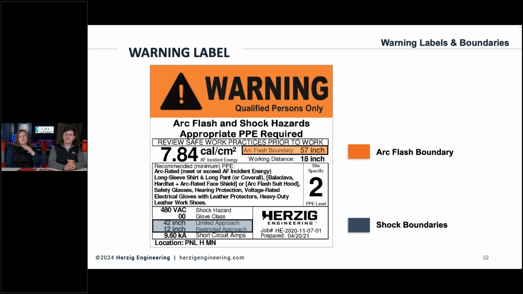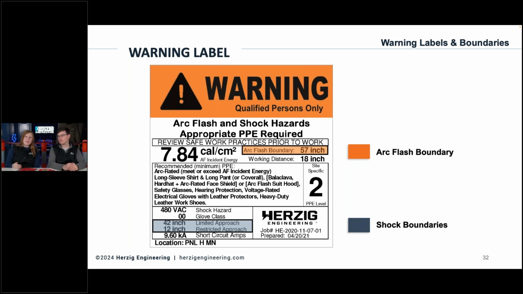Correct. And then in our shock box, as we call it, in the bottom left corner, we have our shock boundaries. Once again, limited approach boundary 42 inches and restricted approach boundary of 12 inches. And those are going to be the same for anything low voltage. So if you have the arc flash warning label, you don't technically have to have a separate labeling system for your shock hazards. Maybe it's nice to have that big 480 right on the top so that nobody misses that fact, but it's on this label. If people know how to read them, which qualified personnel should, then you don't have to have a separate labeling method.